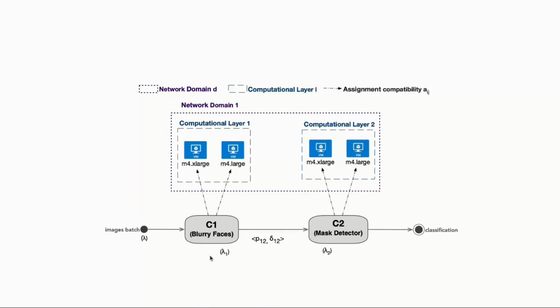The considered application is composed by two components, the blurry faces and the mask detector. The application takes an image as input, it anonymizes the faces in the image, and finally detects if each person is wearing a mask by classifying the detected faces. The candidate computational layers for the two components belong to the same network domain. Each computational layer has two candidate resources, which are two alternative AWS instances, the M4 large and the X large.